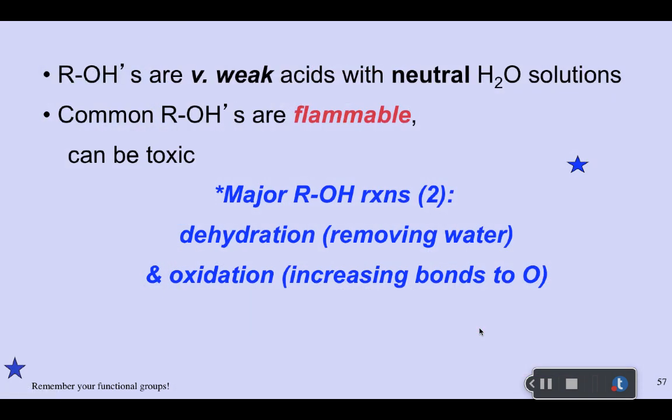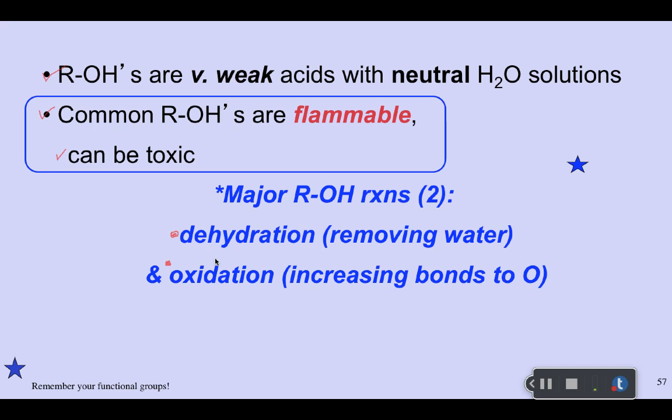So, generalizations, and this will make more sense by the time the next class period has elapsed. Alcohols are going to be very, very weak acids with neutral water solutions. In other words, if you stick a piece of litmus paper in there, it'll show up neutral. And the common alcohols in their properties are flammable. Surprise, things like ethanol, methanol, propanol, they're all flammable, and they can be toxic. Some of them are definitely not to be ingested. There are two major reactions for alcohols, and those are the dehydration and oxidation reactions, which will be covered in a different class period, not in this recording.